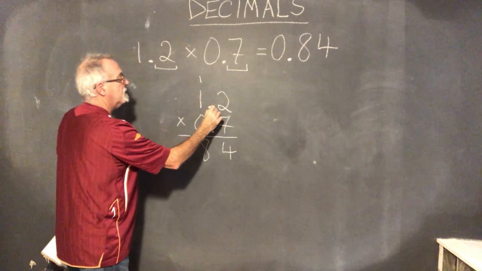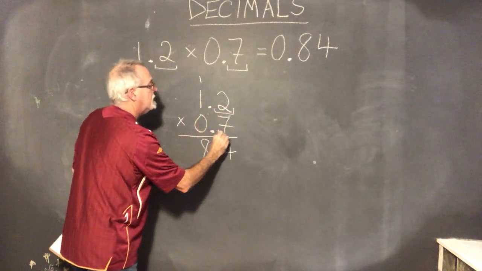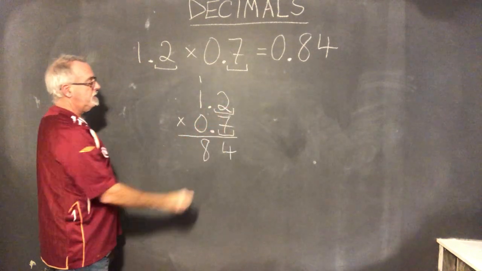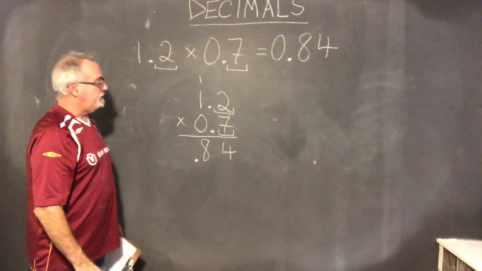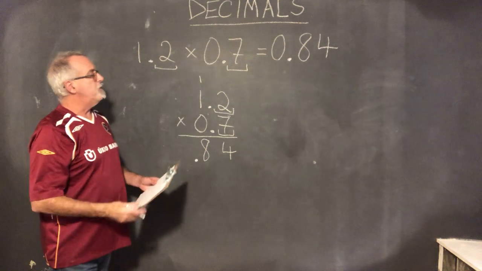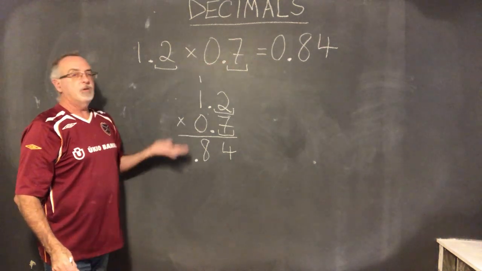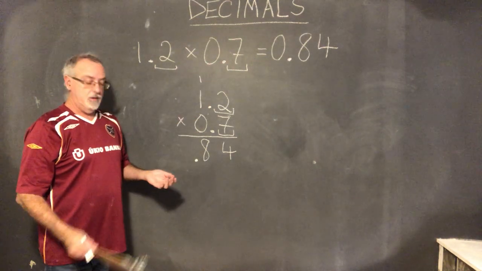And then I count these digits to the right of the decimals, and I have a total of two of them, so I need two digits to the right of the decimal, and I have 0.84 or 0.84. I have the right answer going it both ways. One reinforces the other, one verifies the other. Cool.